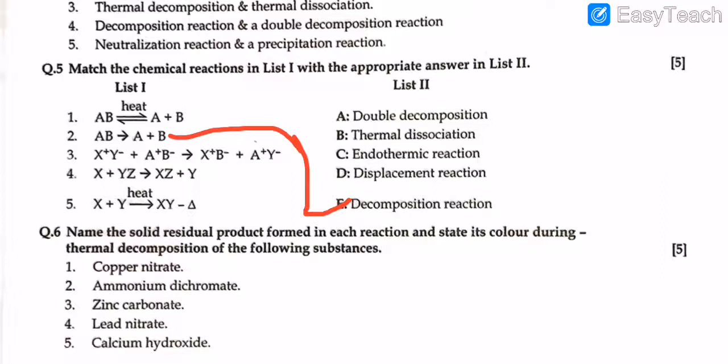Then X plus Y minus, of course, it's radical change, so nothing else, it's double decomposition. Then X plus YZ gives you XZ plus Y. Clearly, it is displacement reaction. Then X plus Y under heat gives you XY minus triangle, we all know what it is. When you're saying minus triangle, that means endothermic, and the first one then goes to thermal dissociation. Perfect. Then the sixth one is very easy. It's just the solid residual substance, so you can do that as well.